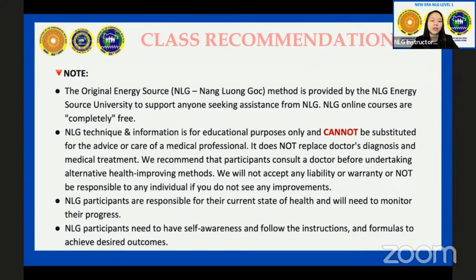NLG techniques and information are for educational purposes only and cannot be substituted for the advice or care of a medical professional. It does not replace a doctor's diagnosis and medical treatment. We recommend that participants consult a doctor before undertaking alternative health-improving methods, and we will not accept any liability or warranty and will not be responsible to any individual if you do not see any improvements. NLG participants are responsible for their current state of health and will need to monitor their progress. NLG participants need to have self-awareness and follow the instructions and formulas to achieve desired outcomes.